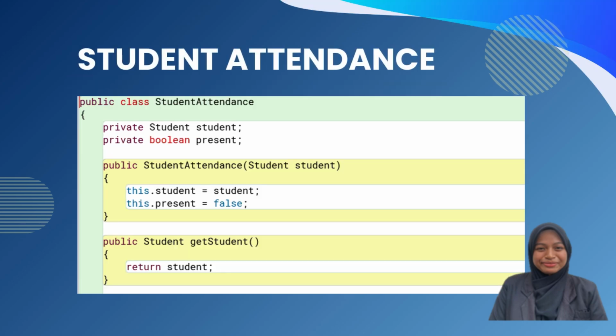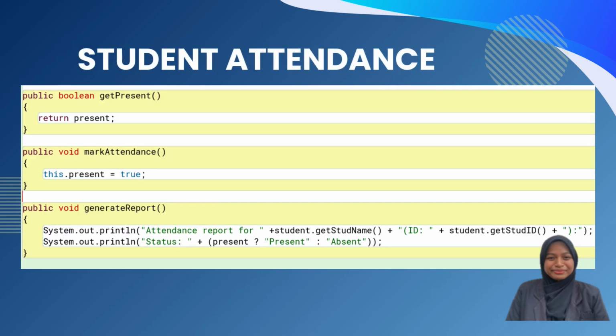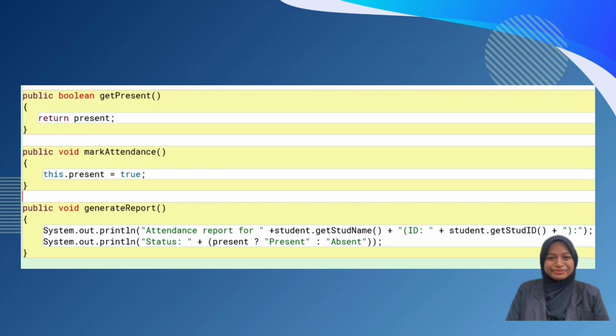Next, student attendance class. We have private student and private boolean present. There are constructor, getter method, mark attendance, and generate report method here.